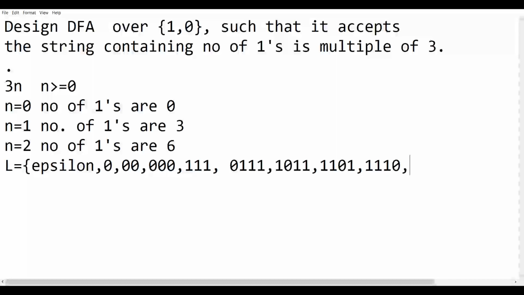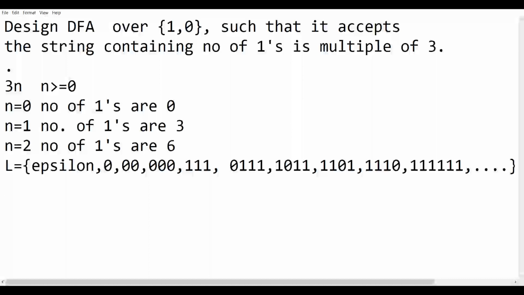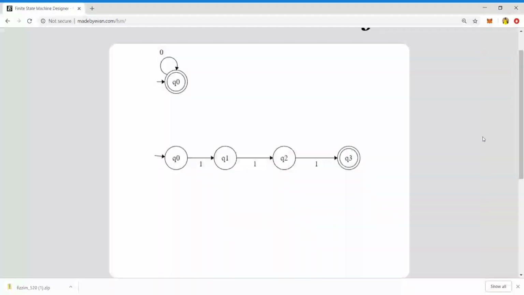Or when n is equal to 2, the very basic string accepted by the automaton is six 1s, and you can have this combination with any number of zeros. I just extend this so on. So we now understand which strings are accepted by this finite automaton. Now we will move to the designing part.